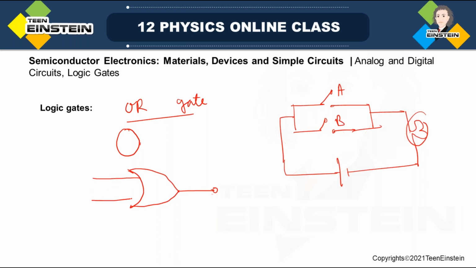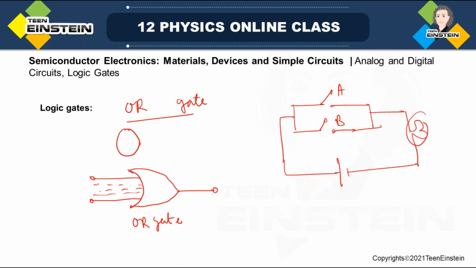So you can have any number of inputs for OR gates, but the least number is 2. At least you should have 2 or more than 2. So this is OR gate.